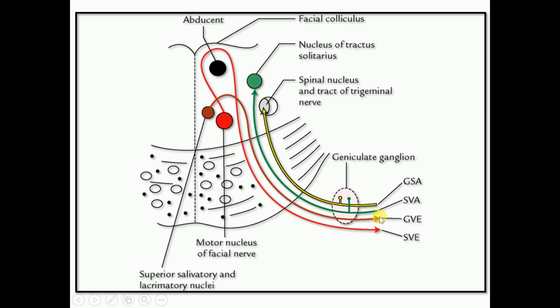And the fourth functional component, that is the general somatic afferent fiber, is the yellow colored one. So general somatic afferent as well as special visceral afferent, their cell body is present within the geniculate ganglion. From here fibers finally relay within the spinal nucleus and tract of the trigeminal nerve. So this sensation is carried from the skin of the concha or auricle, that communicates via the auricular branch of the vagus nerve, and this sensation finally relays into the spinal nucleus and tract of the trigeminal nerve.